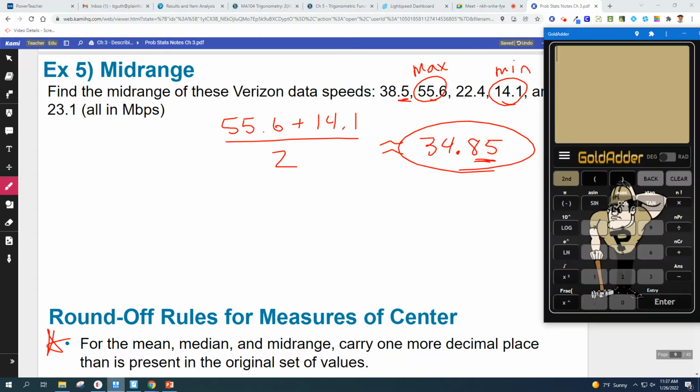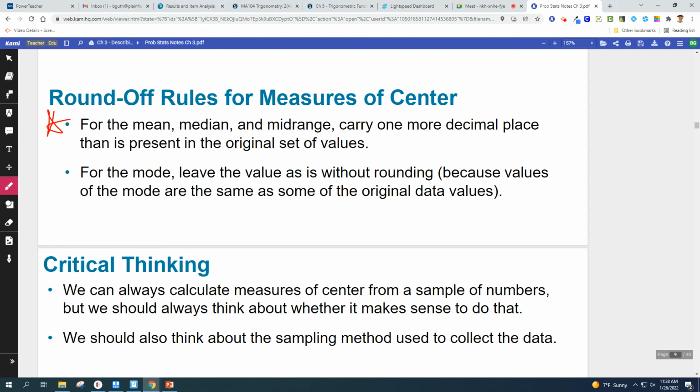And we can verify this, I guess. 55.6 plus 14.1 divided by 2, 34.85. If they give you one decimal, keep 2. That's what this round off rule says. Round off rules. For the mode, leave the value as is without rounding, and this is because values of the mode are the same as some of the original data values. We're not even really doing math with the mode, for the most part.